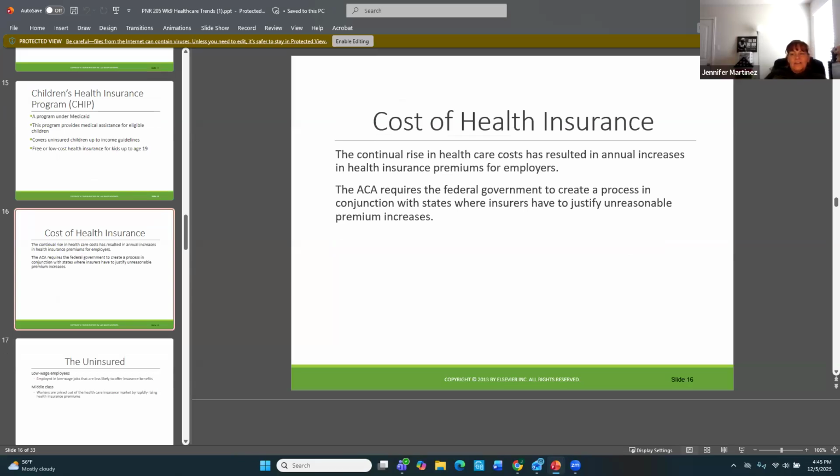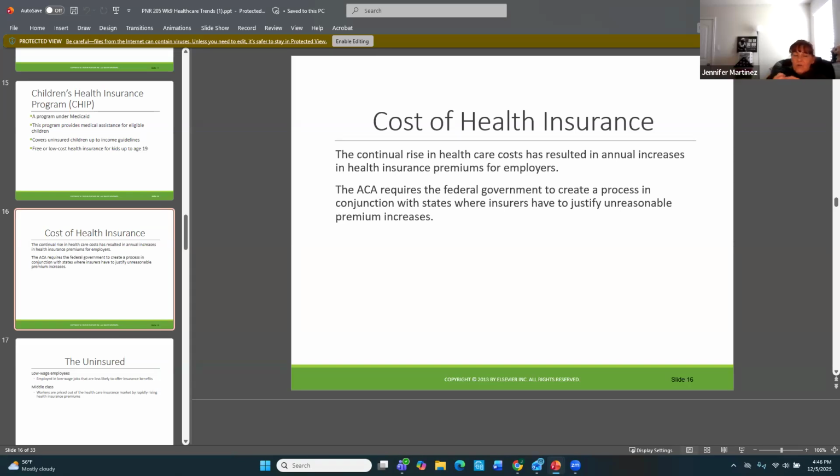We already talked about how the cost of health insurance is crazy. There are annual increases in health insurance premiums for employers, which generally means there's going to be an increase in the premiums for us, the ones that have to pay our part of the premium every month as well. The Affordable Care Act requires the federal government to create a process in conjunction with the states where insurers have to justify any unreasonable premium increases.